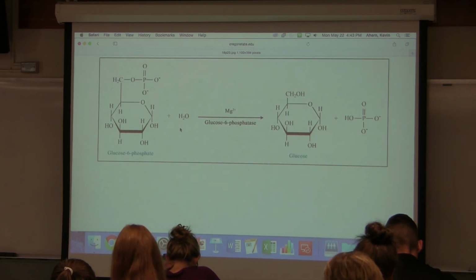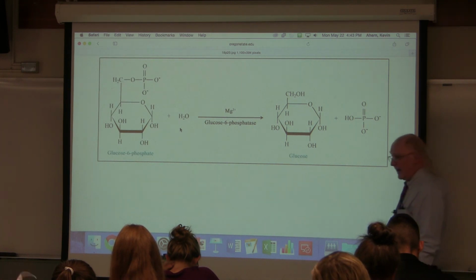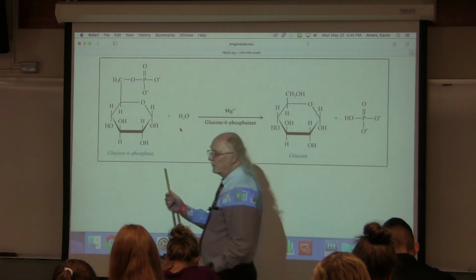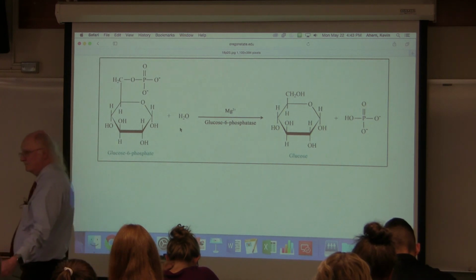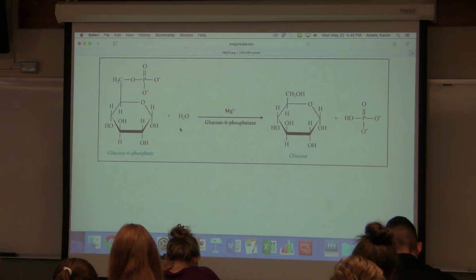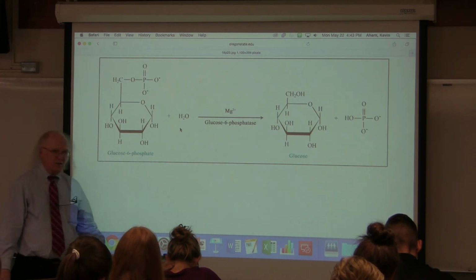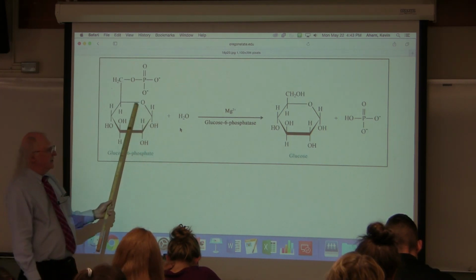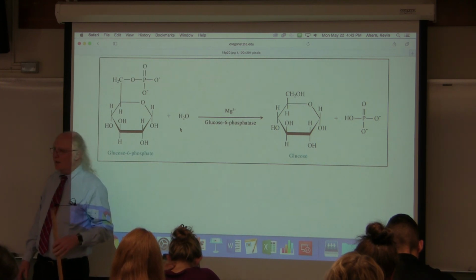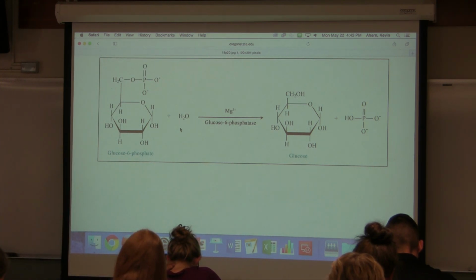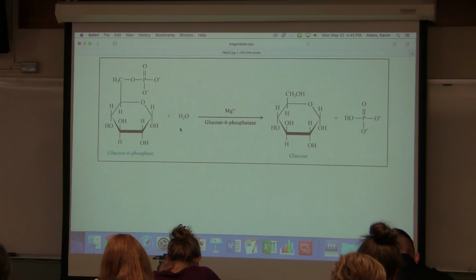The first one was the pyruvate carboxylase reaction. It occurred in the mitochondrion. So pyruvate carboxylase is in the mitochondrion. Glucose 6-phosphatase is in the endoplasmic reticulum. And all the other enzymes are in the cytoplasm.